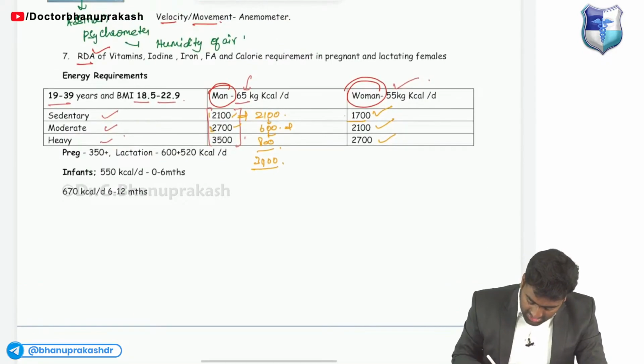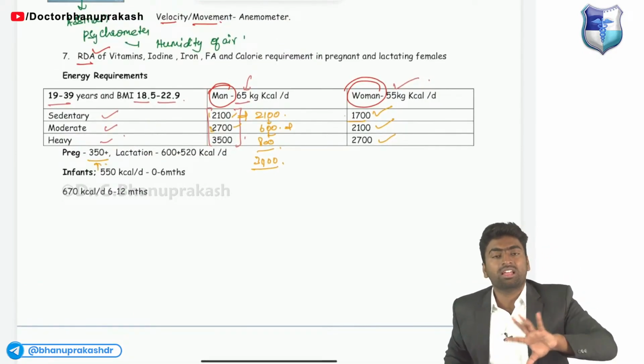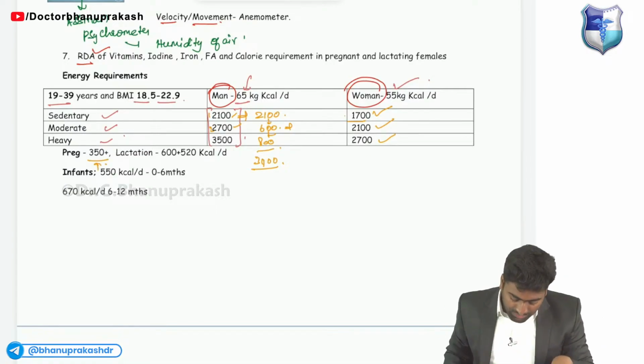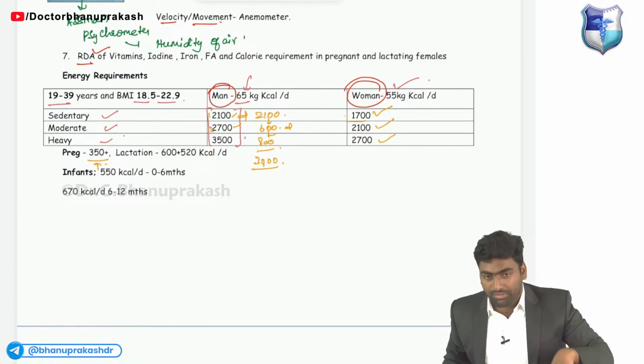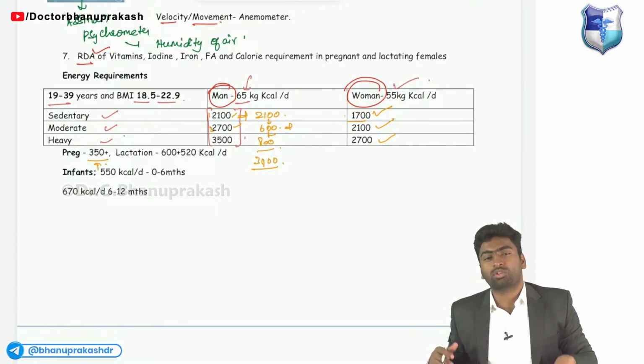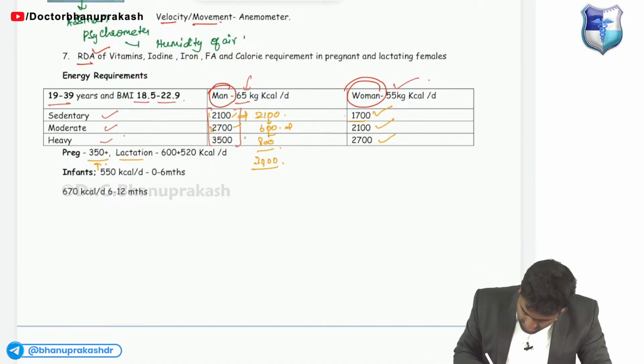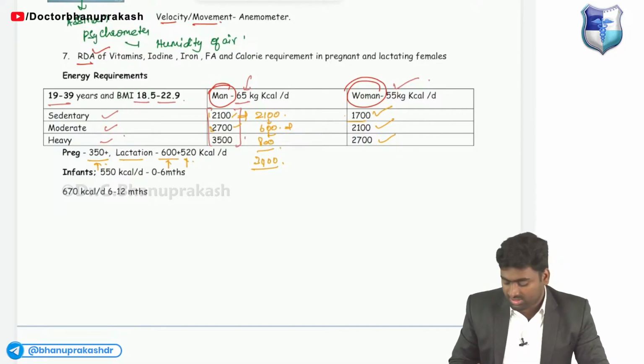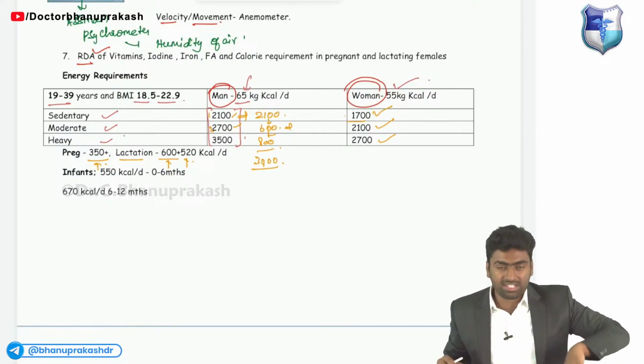Then during the pregnancy, you should start giving extra calories, from 350 calories. In the second trimester, it can go up to 400. Whereas during lactation, you should go from 600 plus 520 calories, based on the time, for example the initial 6 months, then later.